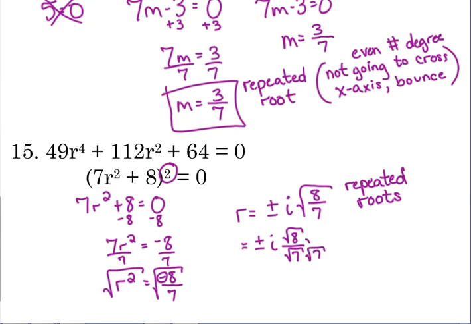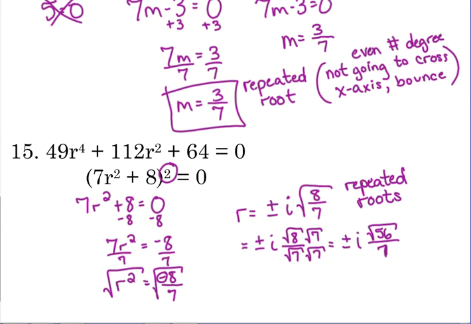Multiply top and bottom by the square root of 7. Does that look familiar at all? Yeah? Okay. So 8 times 7 is 56, and square root of 7 times the square root of 7 is 7. So we got rid of the square root in the denominator. And there's one more little thing that we need to do: simplify the square root of 56.